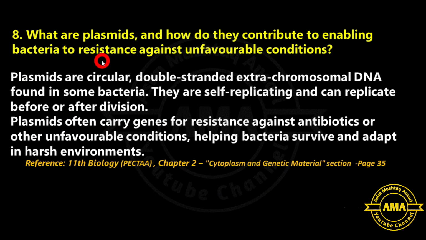Next is: what are plasmids and how do they contribute to enabling bacteria to resist unfavorable conditions? Plasmids are circular, double-stranded, extra-chromosomal DNA found in some bacteria. They are self-replicating and can replicate before or after division. Plasmids often carry genes for resistance against antibiotics or other unfavorable conditions, helping bacteria survive and adapt in harsh environments.